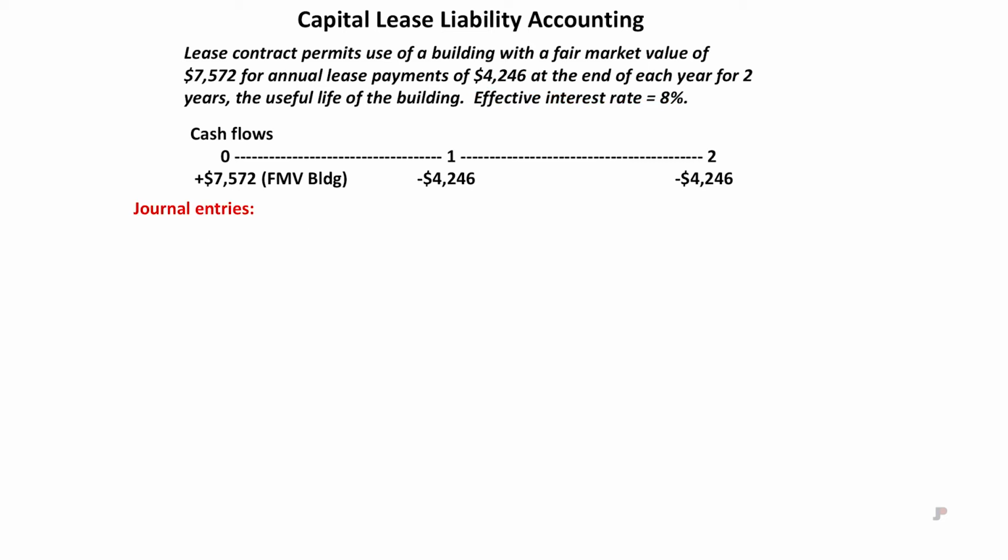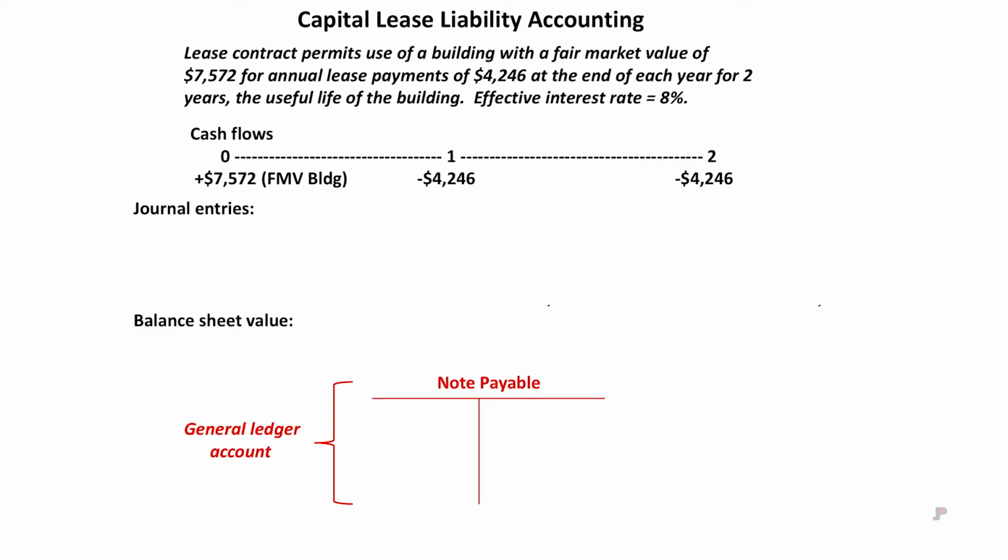Similar to how we illustrated accounting for bond liabilities in video 41, we will keep track of the journal entries recorded throughout the life of the lease, as well as the value of the note payable at the end of each year on both the balance sheet and the note payable general ledger T account. At the inception of the lease, the lessee records the building at its fair market value, $7,572, and in the same entry recognizes an equal liability, $7,572.